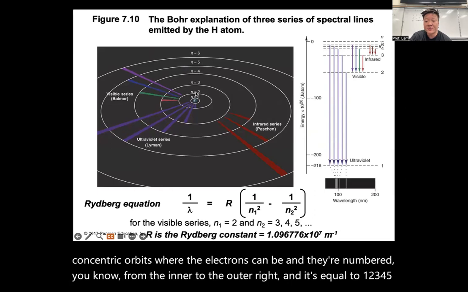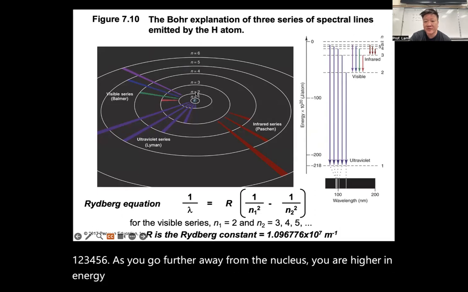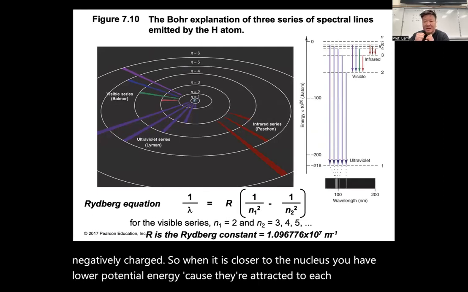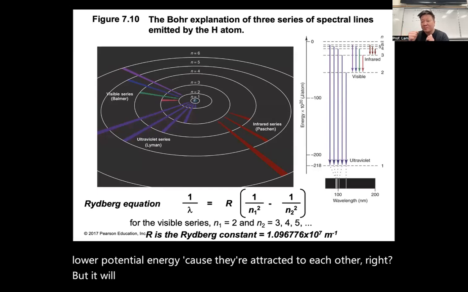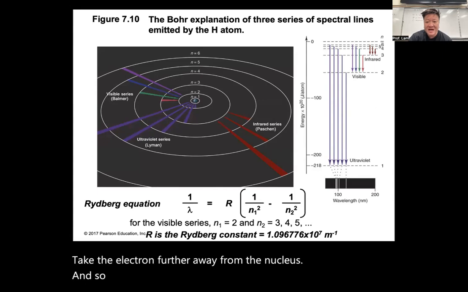As you go further away from the nucleus, you are higher in energy, right? Because of the potential energy, because the electrons are negatively charged. So when it is closer to the nucleus, you have lower potential energy because they're attracted to each other, right? But it will take energy to take the electron further away from the nucleus. And so that's why you have higher energy as you radiate out from the nucleus.